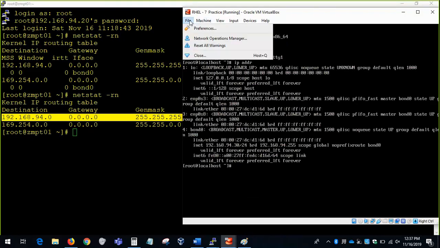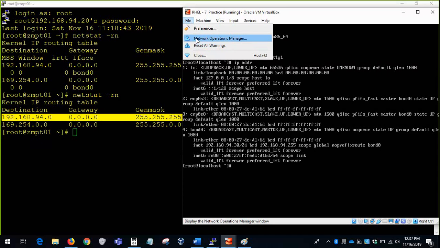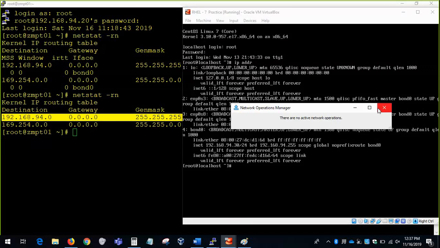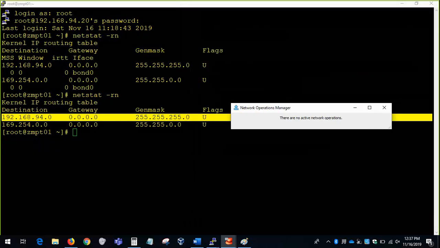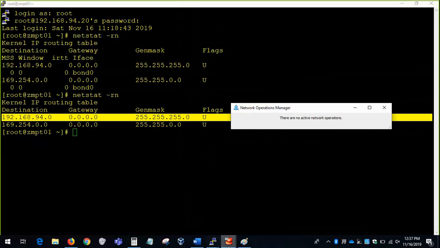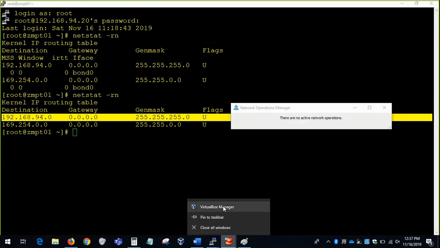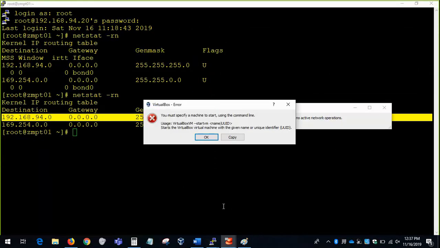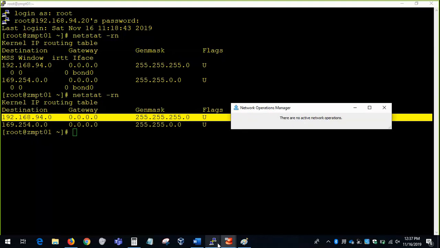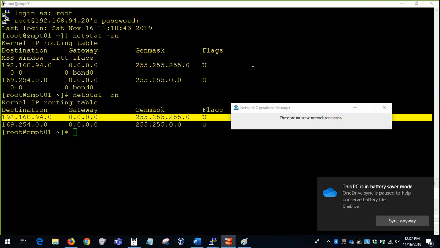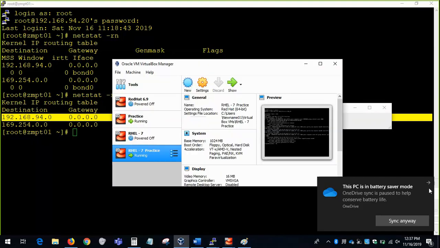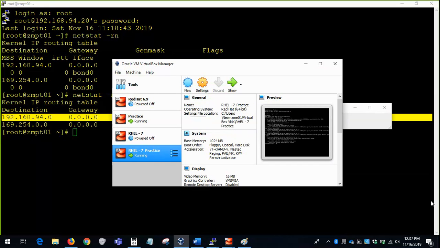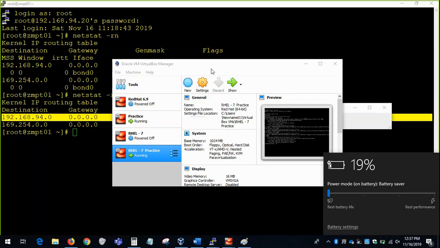So you go in here, you go into network operations. Okay, no, not there. Where do you go? You go in here. Oh man, this one here. Okay, hold on. How much battery do I have? 40 minutes, right? I should be done by then.